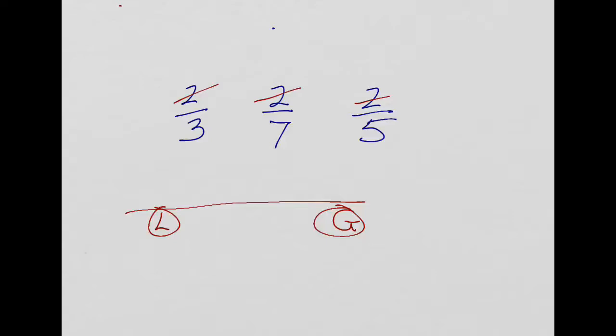That makes it easy then. Which number would come first? Remember, the more cuts, the smaller. If you said 2/7, you are correct. 2/7 is the least. Then it would be 2/5 and then 2/3. Very good.